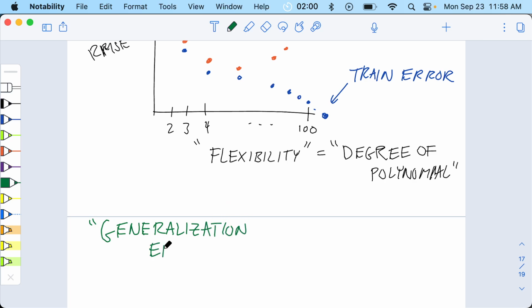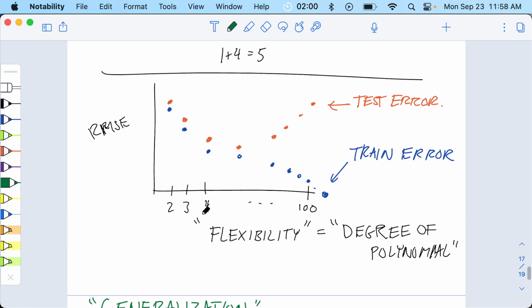Okay. Yeah. Sir, in the above graph, are we making the graph of the polynomial? No, this is the graph of the root mean squared error. So this is error versus the degree.